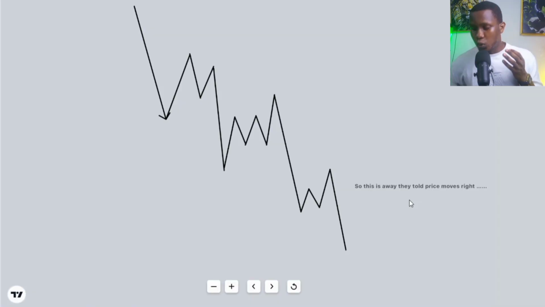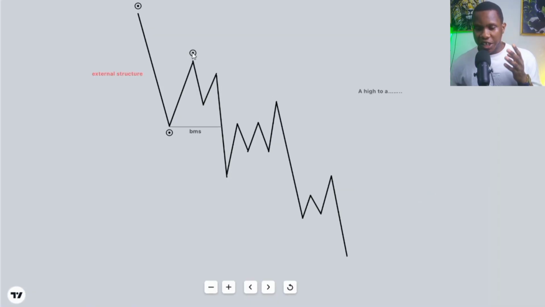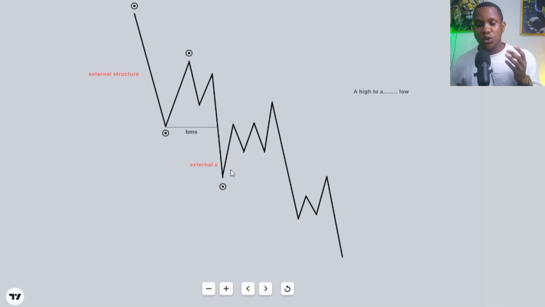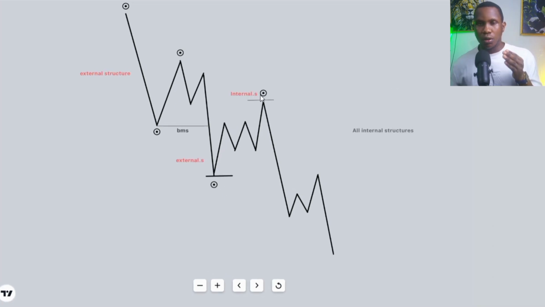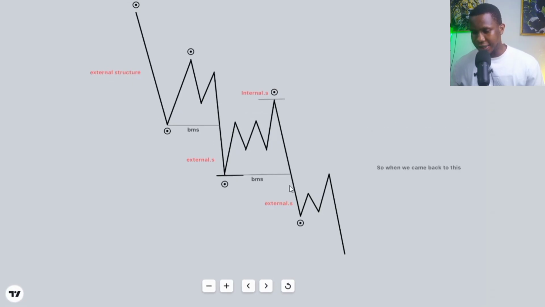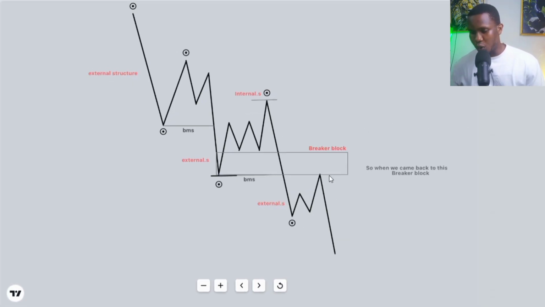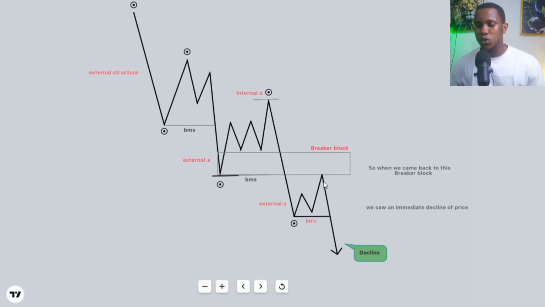So this is where they told you price moves, right? From a high to a low, external structure. From this range to this range, internal structure. We made a break of market structure. When we came back to this breaker block right here, we saw what? An immediate decline of price.